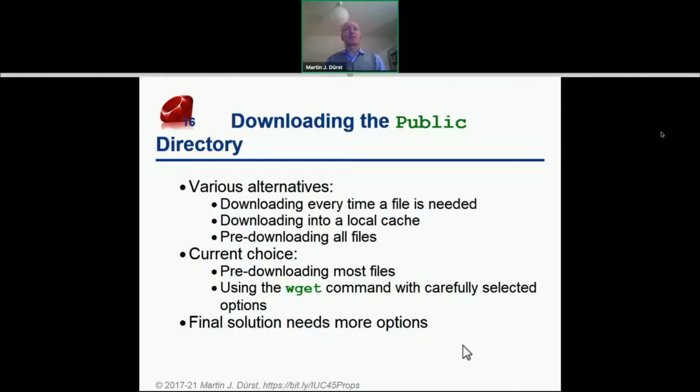Three kinds of subdirectories. Okay, so we need this data. What can we do? We want to download it, but actually, it's a lot. So there's various alternatives for doing that. One is to download every time a file is needed, but that might be too much. I mean, Unicode might not like that. Another variant is downloading into a local cache, and another variant is to reload all the files, at least all the files we need.